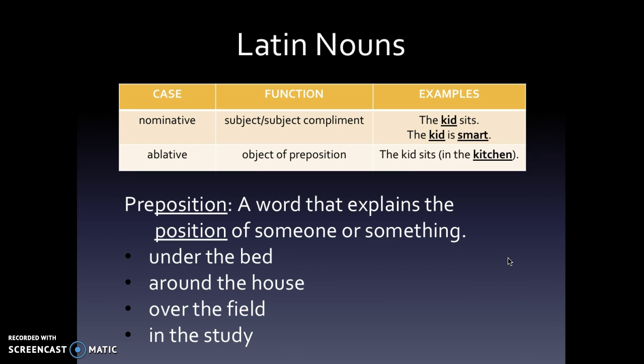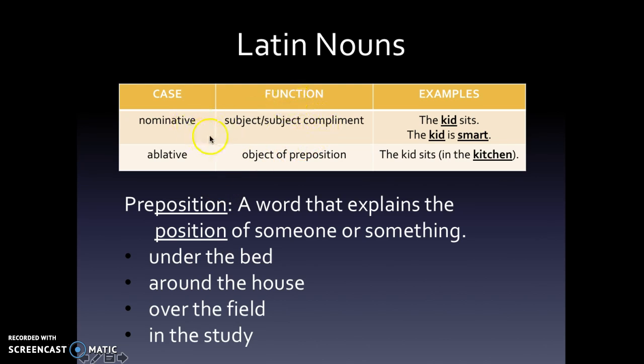First, let's talk a little bit about Latin nouns and a little bit about word order. Latin likes to name its nouns depending on its function. We call those different names of the nouns cases. Right now, we're going to talk about two different cases. We've got the nominative, and we have the ablative. Each of these has a function.